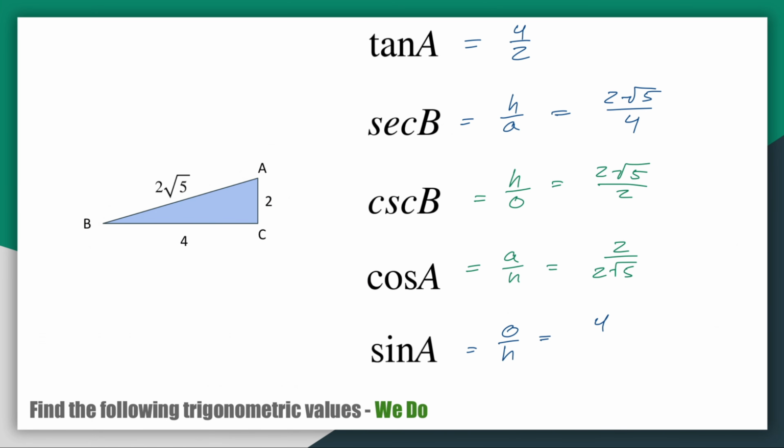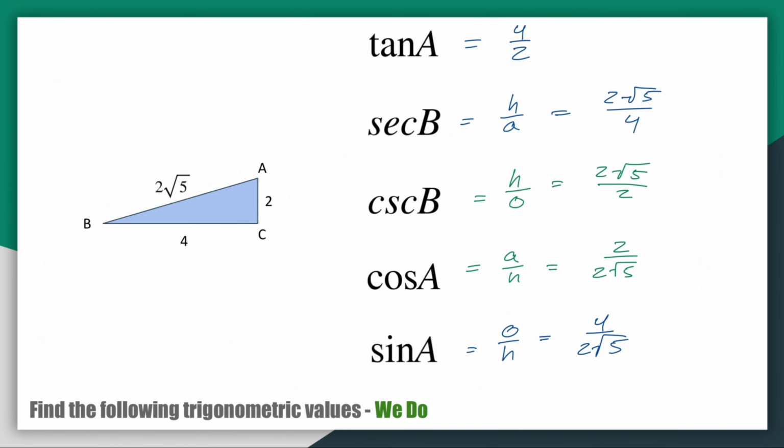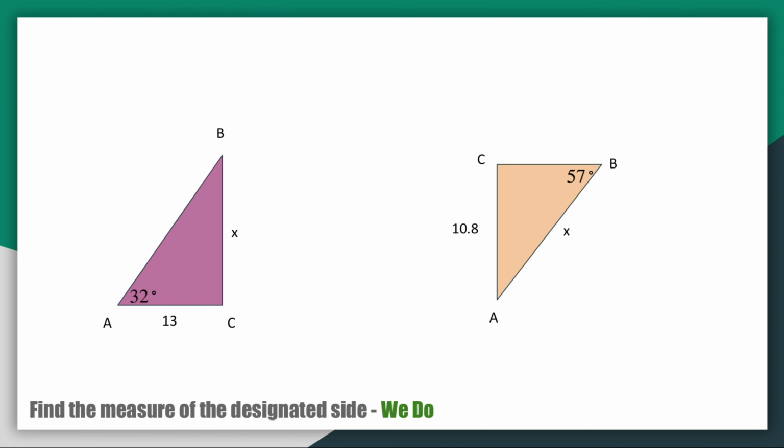So that is 4 over 2 times square root of 5, which again can also be reduced, okay? So here we were just setting these up so that we can use our trig functions to find missing sides or to find missing angles, okay?